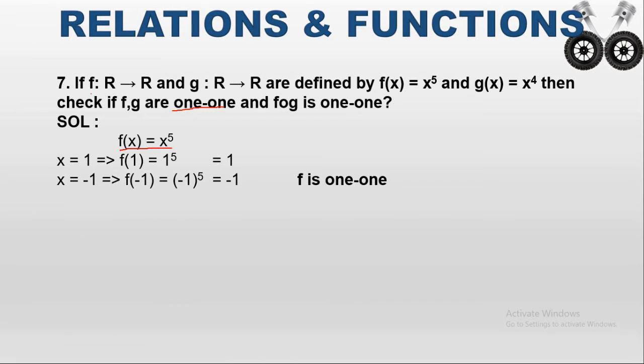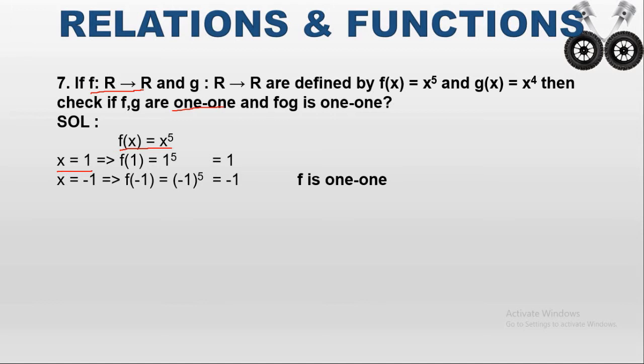So here f is the function defined from R to R. That is, real numbers to real numbers. The real numbers contain both positive values, negative values, and 0. It will include rational numbers also. So here I choose one positive number and one negative number. First I substitute the x value as 1. So f of 1 equal to.